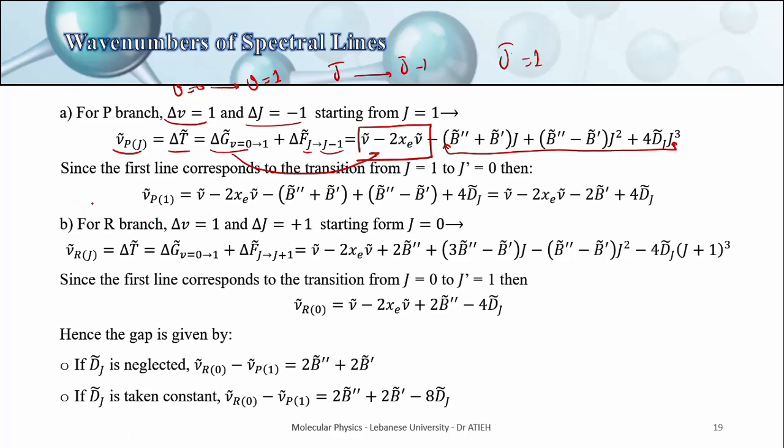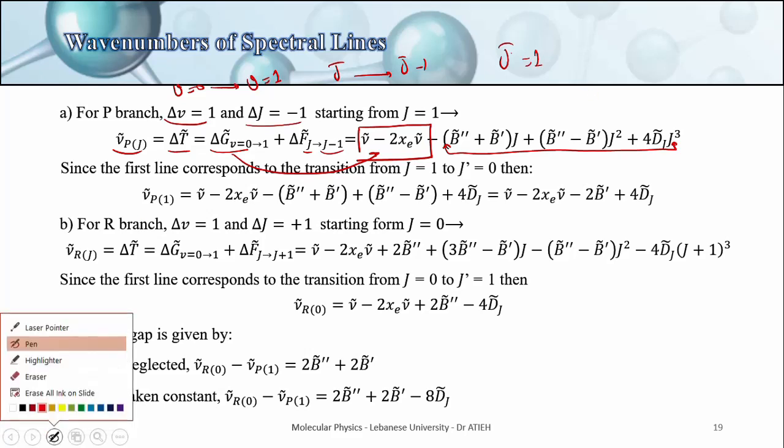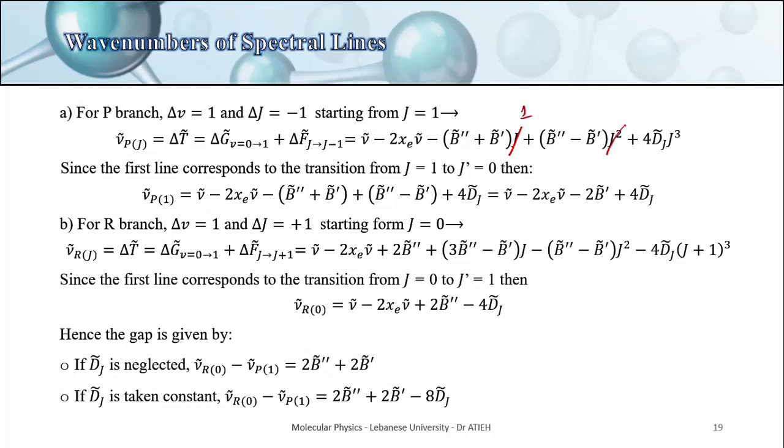Now going to our slide, we can find the position of the first line corresponding to the P branch. All we have to do is just substitute for J equals 1. Substituting for J equals 1, here will be 1, and this will be 1, and this will be 1. And we will get nu bar minus 2xe nu bar. We have here minus B double prime minus B prime plus B double prime minus B prime plus 4D, and these are cancelled. We are left with minus 2B prime plus 4D. So this is the position of the first line corresponding to the P branch.